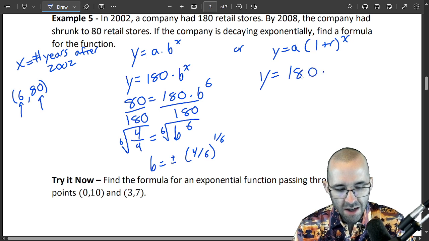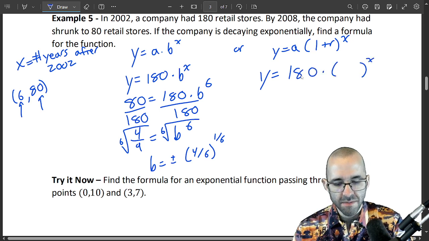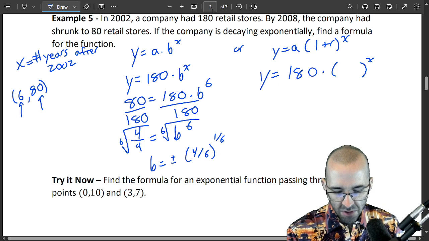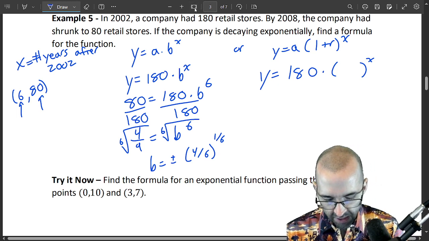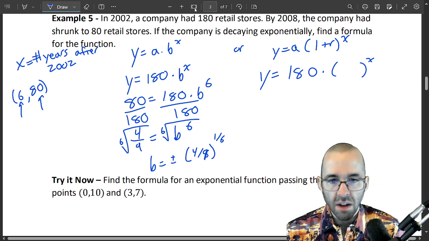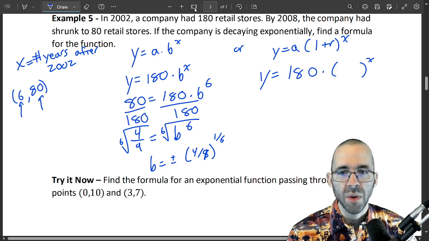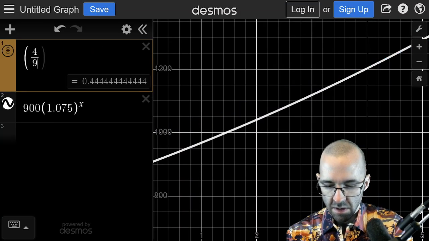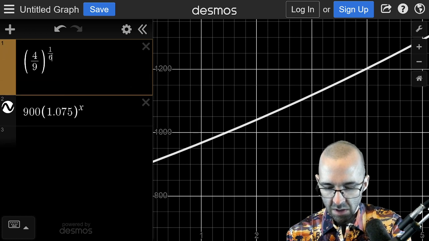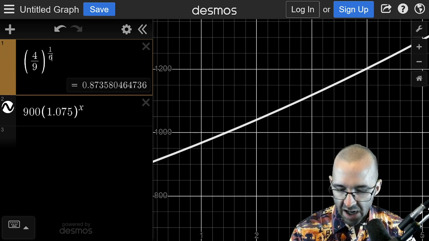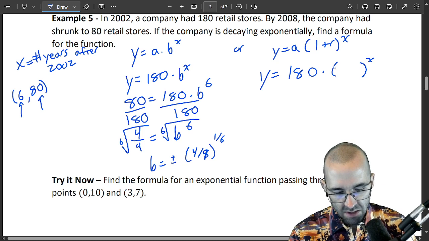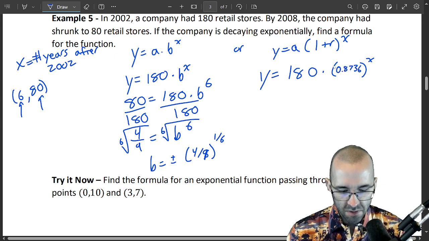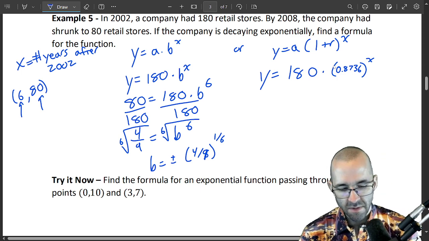It'll be 180 times something to the x power. What is 4/9 raised to the 1/6 power? About 0.8736. We'll use 4 significant figures here.